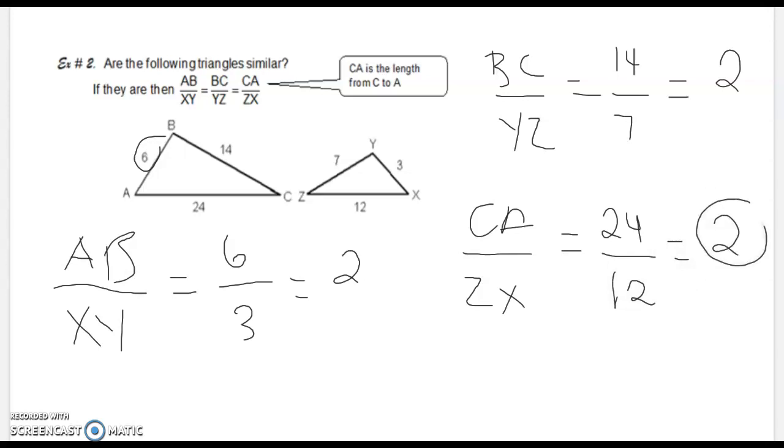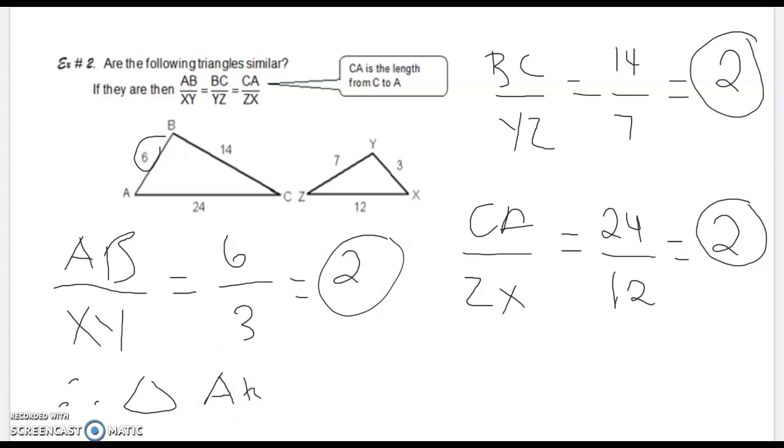Now if we look here, this ratio is 2, this one is 2, and this one is 2. Because they all equal 2, we now know that the triangles are similar, and we can write. So therefore, triangle ABC is similar to triangle XYZ. And make sure that order is important. So you want to follow the same order. Okay? So triangle ABC is similar to triangle XYZ.